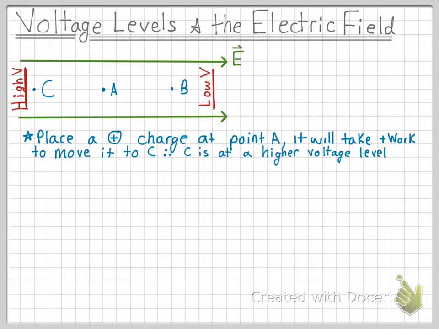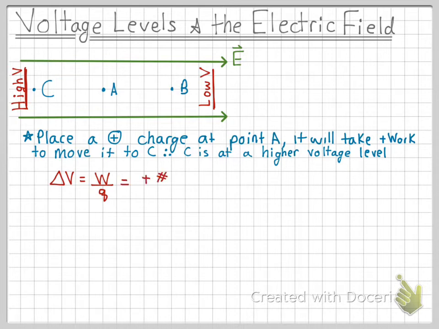So we know that C is going to be at a high voltage level and B will be at a lower voltage level. So the voltage levels decrease as you move to the right. Let's explore how we know that C is at a higher voltage level. So this is our voltage difference equation.